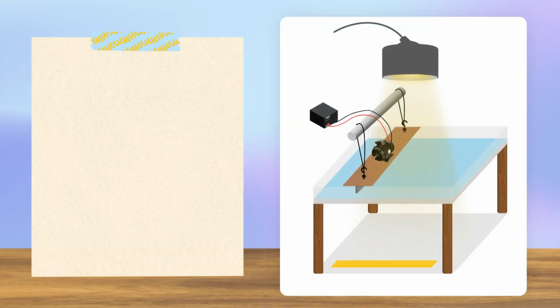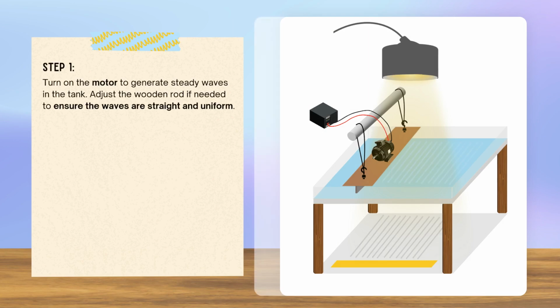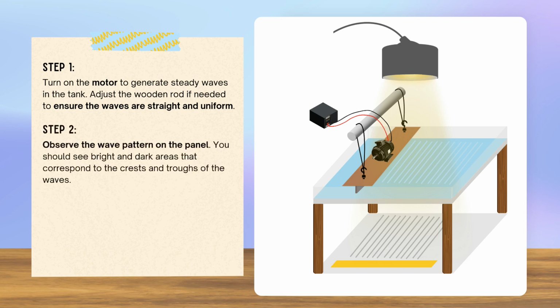Here's the method. First, we turn on the motor to generate steady waves in the tank. Adjust the wooden rod if needed to ensure the waves are straight and uniform. We can now observe the wave pattern on the panel. You should see bright and dark areas that correspond to the crests and troughs of the waves.